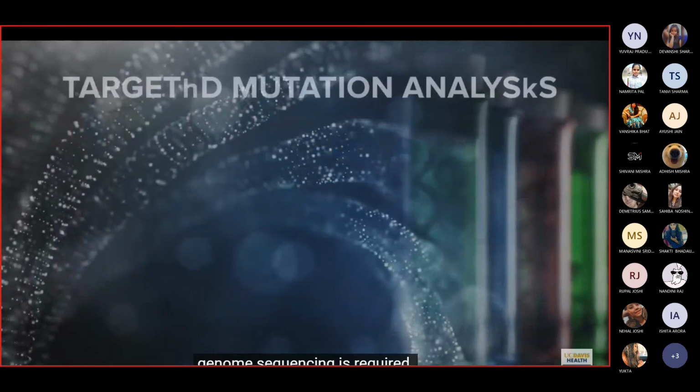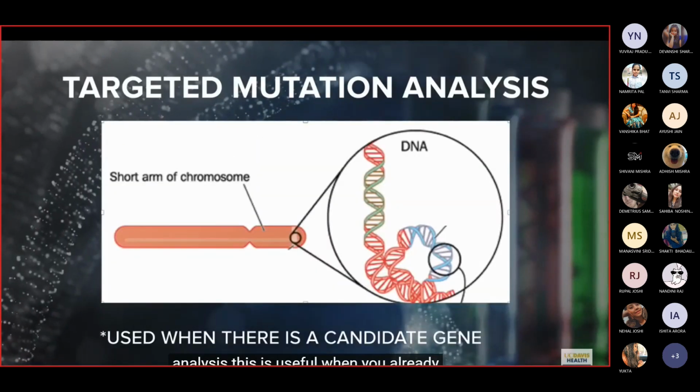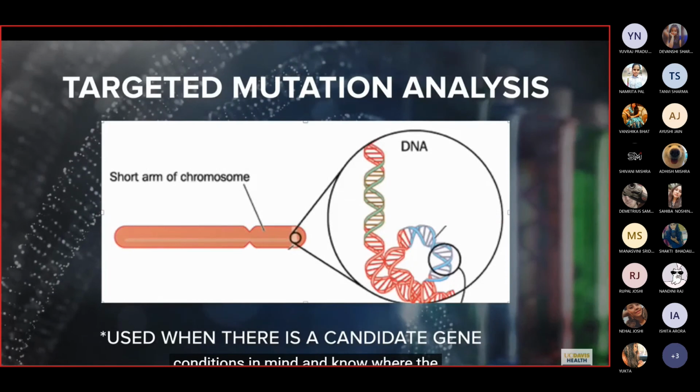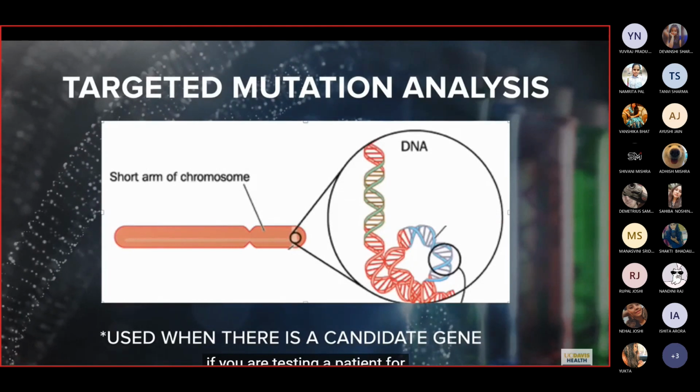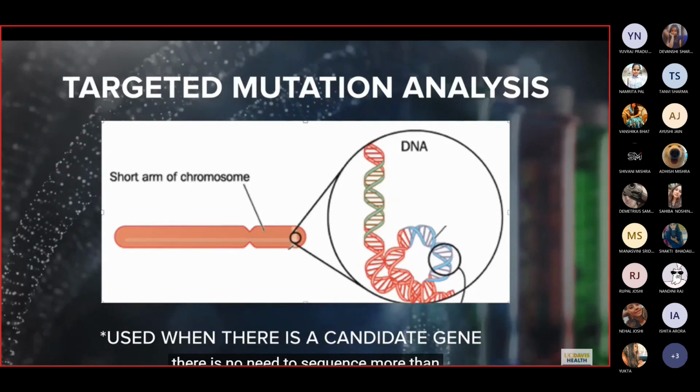Another option is targeted mutation analysis. This is useful when you already have a suspected condition or group of conditions in mind and know where the associated gene is located. For example, if you are testing a patient for sickle cell anemia, there is no need to sequence more than one specific locus.